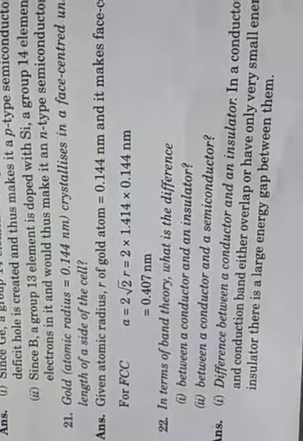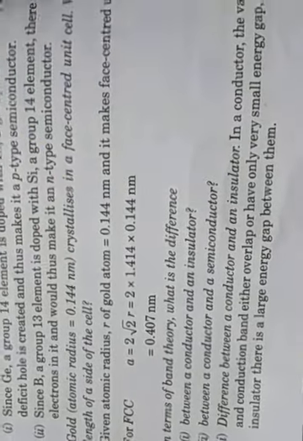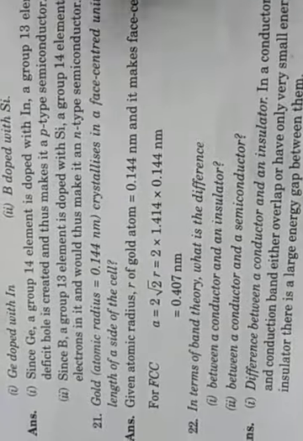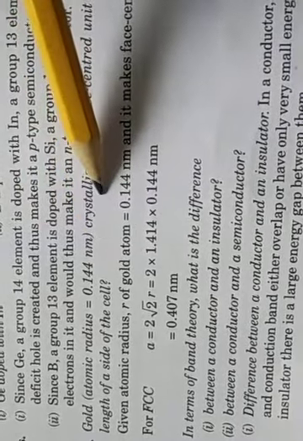Then question number 21, gold atomic radius is given as 0.144 nanometer, and it crystallizes in a face-centered unit cell. So what is the length of a side of the cell? That means we have to find a.